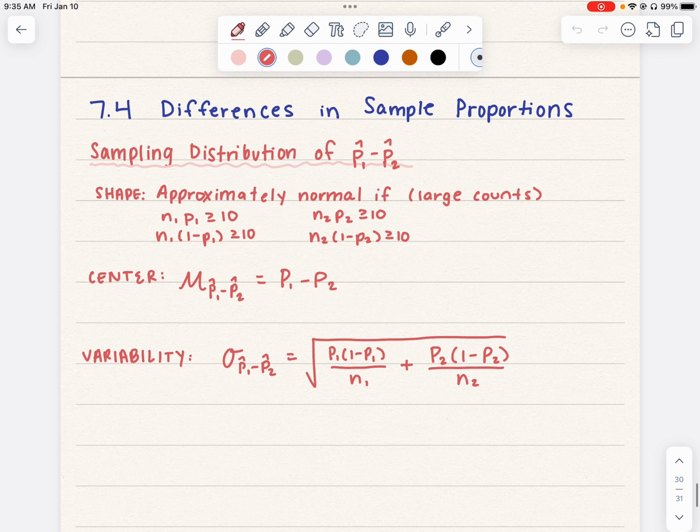For 7.4, differences in sample proportions. A sampling distribution of p hat 1 minus p hat 2. The shape is approximately normal if large count is satisfied. The center is that formula, mu sub p hat 1 minus p hat 2 equals p1 minus p2. And the standard deviation is the square root of p1 times 1 minus p1 over n1 plus p2 times 1 minus p2 over n2. And that's what you need to know for a sampling distribution of a difference of two proportions.